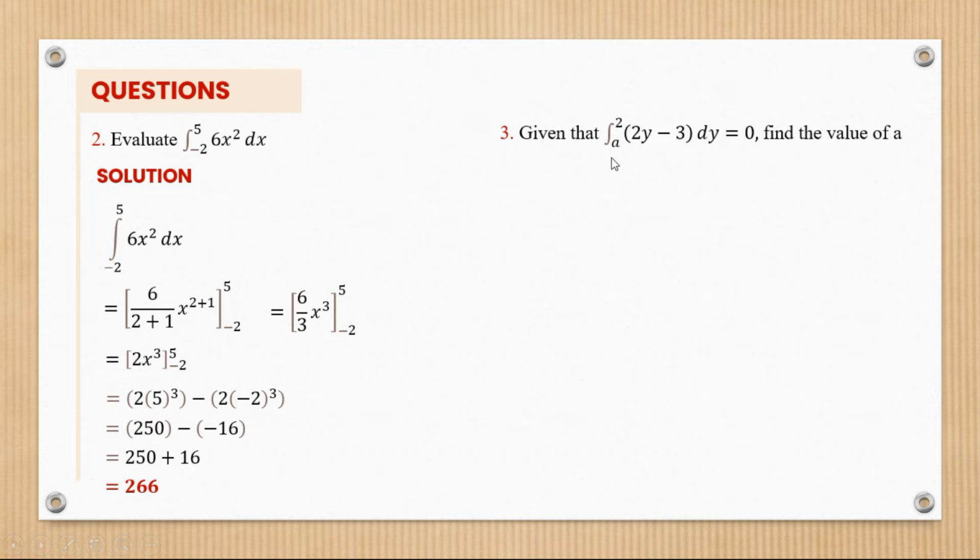Next we're being told, given this integral where 2 is the upper limit and the lower limit is a, which we don't know, of 2y minus 3 dy being equal to 0, to find the value of a. So basically we're being asked to solve for the lower limit.